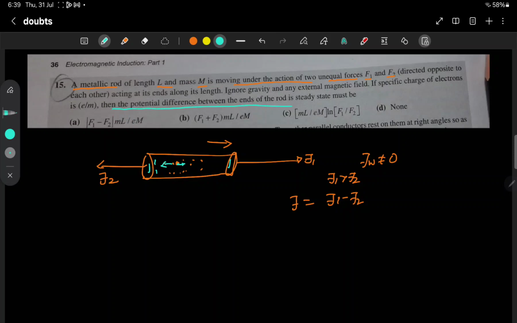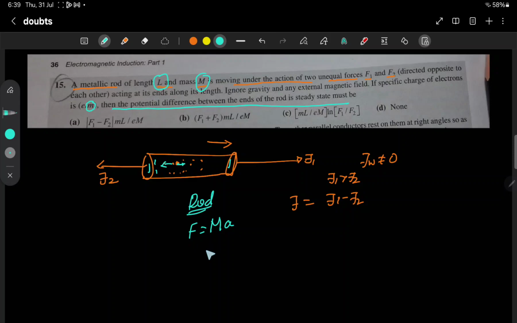Then the potential difference between the ends of the rod at a steady state. If it is moving within steady state, then what is the potential difference? That is what they are asking. So what we can talk about in the rod: first, if you talk about this rod, net force F is equal to M into a. Here capital M is mass of the rod, L is length of the rod. Okay, and small m is the mass of the electron, e is the charge of the electron.